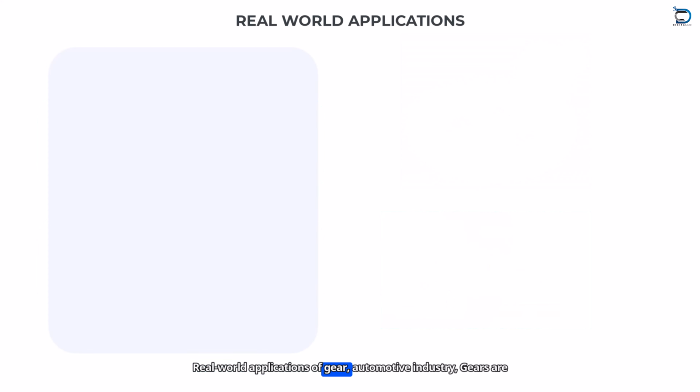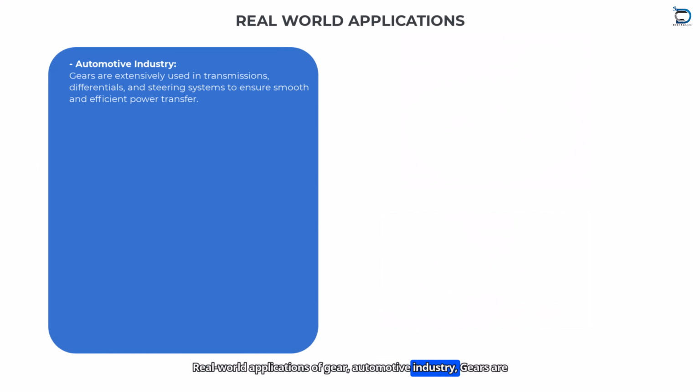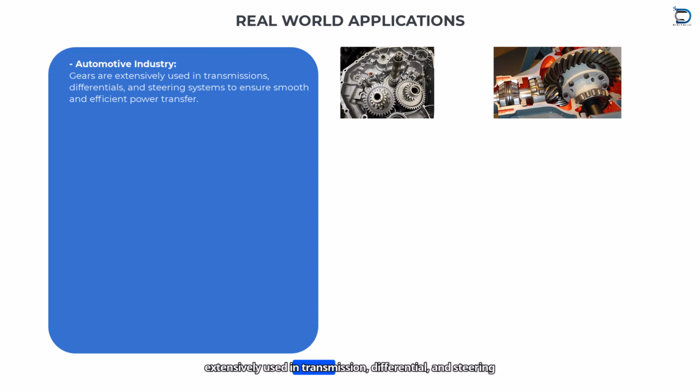Real-world applications of gears. Automotive industry: gears are extensively used in transmissions, differentials, and steering systems to ensure smooth and efficient power transfer.